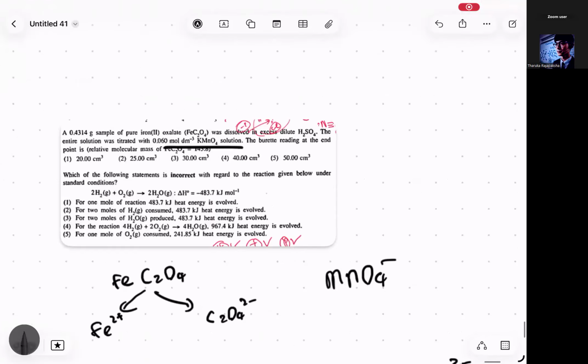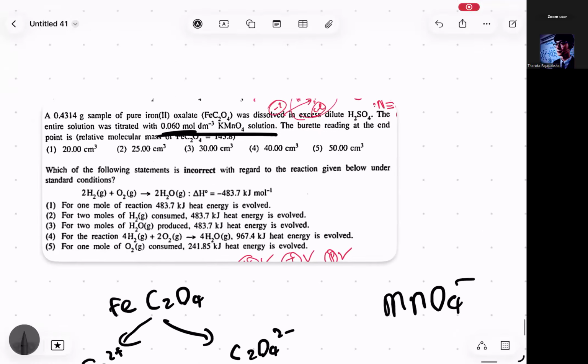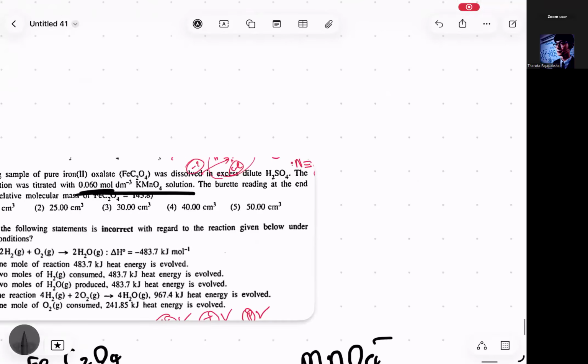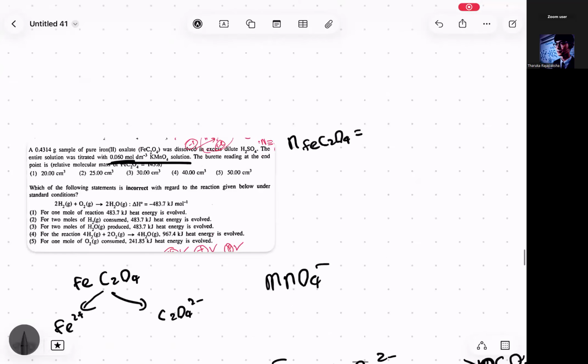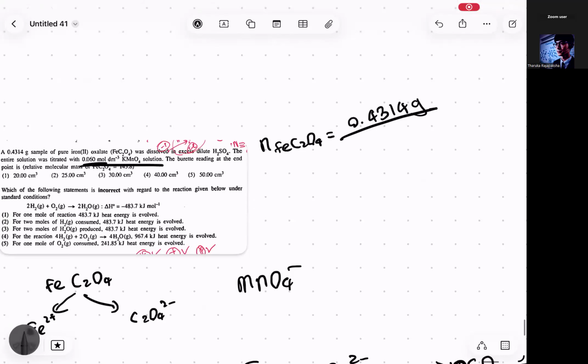They have given the concentration and the volume. Sorry, they haven't given the volume. They have given the mass of 0.4314, that's the mass of iron oxalate. So I'm going to find the number of moles of FeC2O4. Number of moles of FeC2O4 will be 0.4314 grams divided by the molar mass, 143.8 grams per mole.